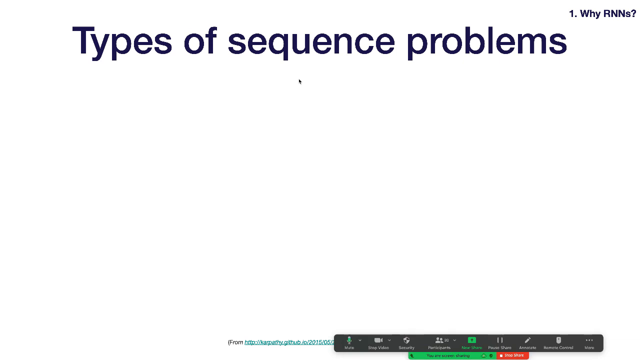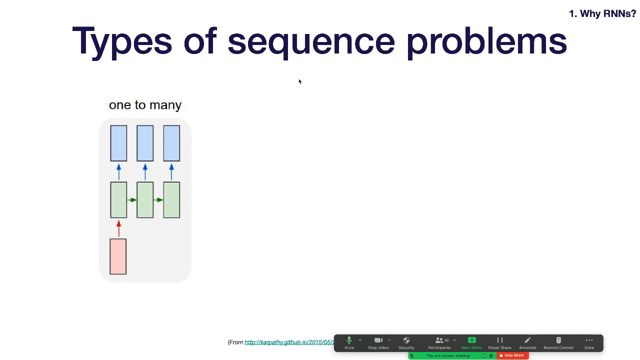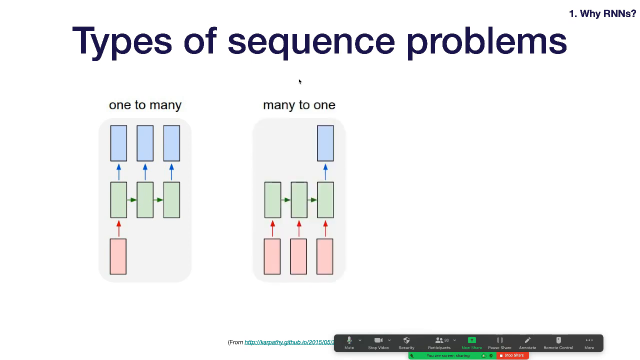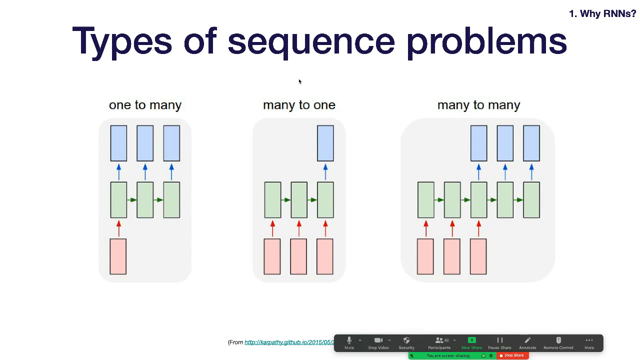Okay, so there's a few broad groupings of sequence problems that we saw on the previous slide. So one is one-to-many, where you have a single input, and then the output of your model is a sequence of outputs. There's many-to-one problems, where the input to the model is a sequence of inputs, but there's a single output. And then there are many-to-many problems, where the input to your model is a sequence, and the output is also a sequence, maybe of different length.